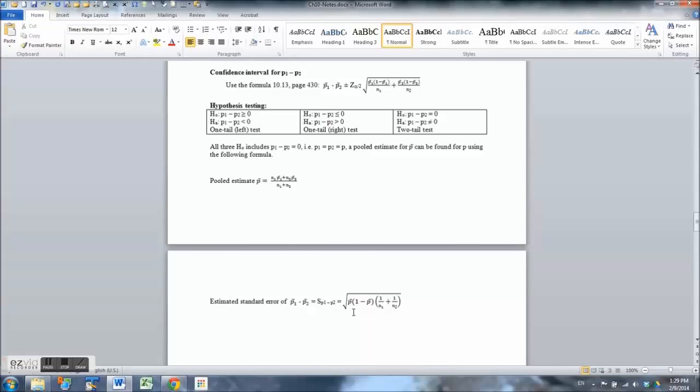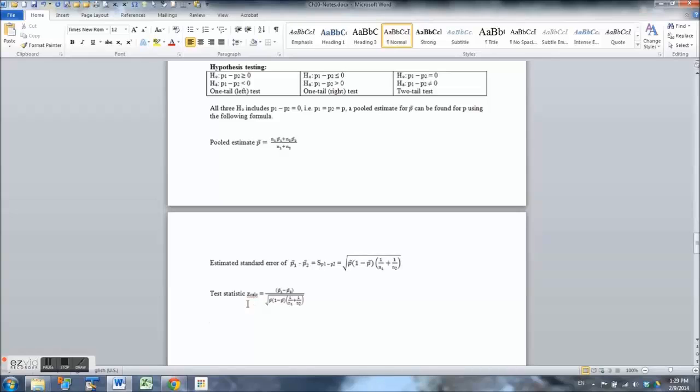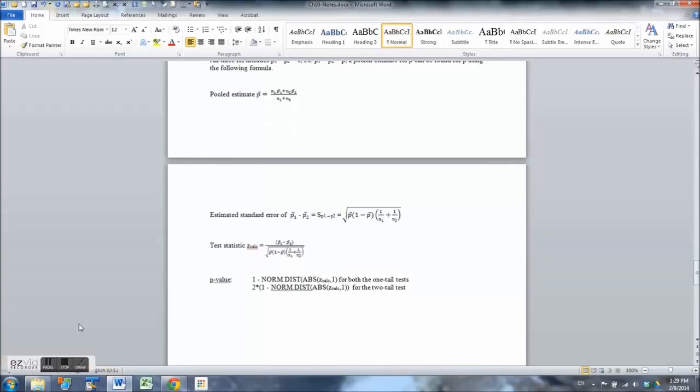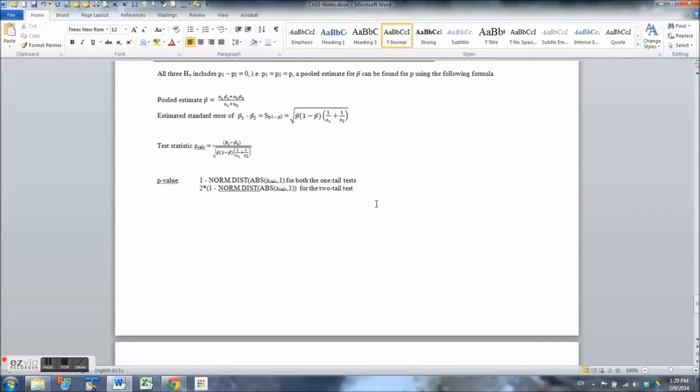We use the pooled estimate for the probability of success. We can use this in our z statistic. So the z calculated value is given by this formula, and once we have the calculated test statistic value, we can use the NORM.DIST function to calculate the p-value. So the first one is for the one-tailed test, the second one is for the two-tailed test. So once we have the p-value, then we can make a conclusion.